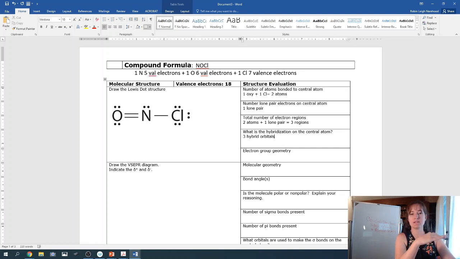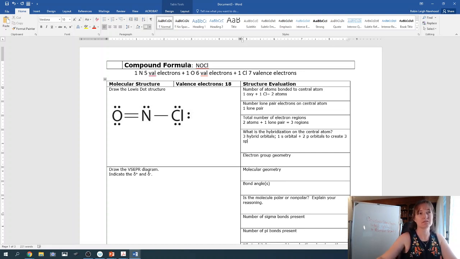So nitrogen is in period 2, so its outermost energy level is period 2. So nitrogen's going to use 1 s orbital and 2 p orbitals to create 3 sp2 orbitals.